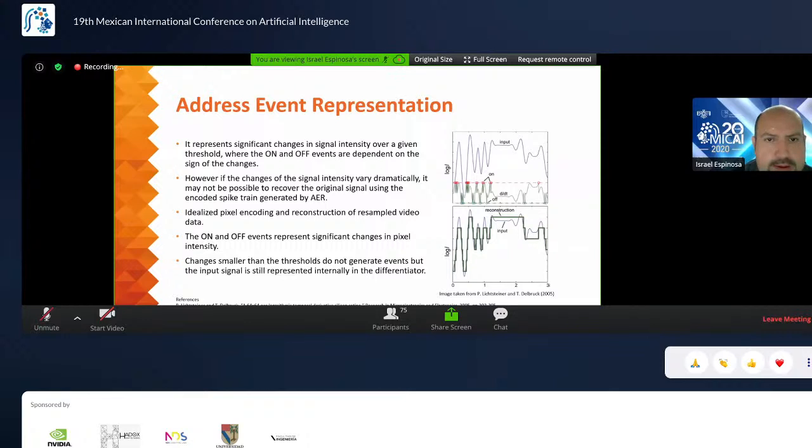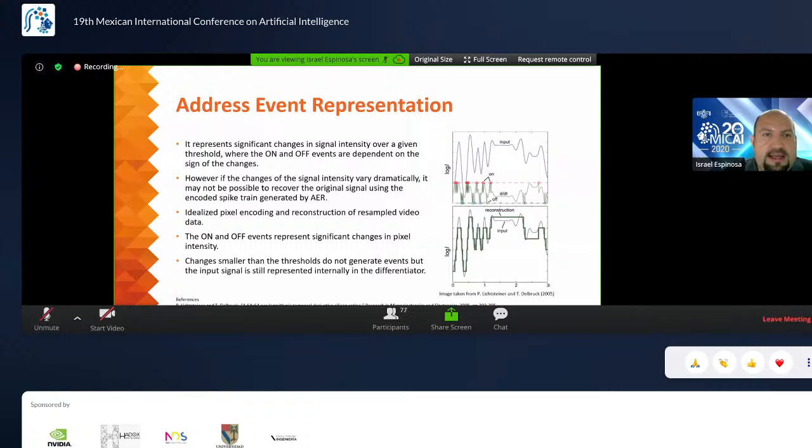Okay, as described here, it represents significant changes in the signal intensity over a given threshold, where the on and off events depend on the sign of the changes. Second, there's a problem with this one. If the changes of the signal's intensity are huge or vary dramatically, it will not be possible to recover the original signal using the encoded spectrum generated by this algorithm. So in some way, we will lose some information that could be relevant, right?